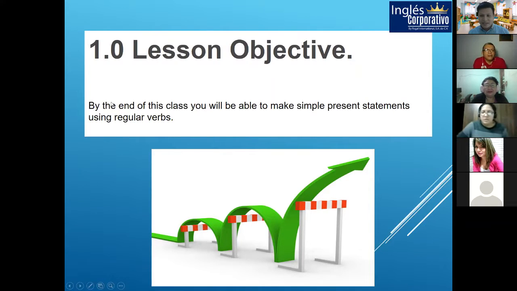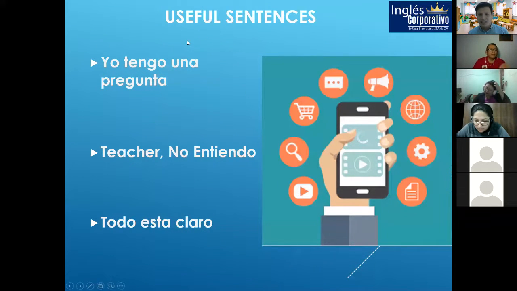Entonces, al finalizar la clase, seremos capaces de hacer oraciones en presente simple utilizando verbos regulares. Very good. Ya vamos a ver qué son presente simple y verbos regulares. Good job, really good job, students. Do you remember that in yesterday's class we were talking about useful sentences? What is useful? ¿Quién se acuerda qué es useful? Útil. Very good job.